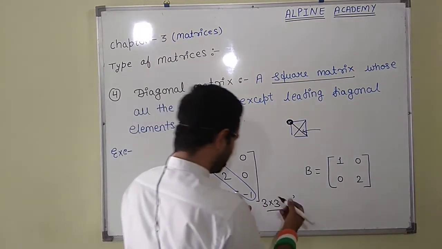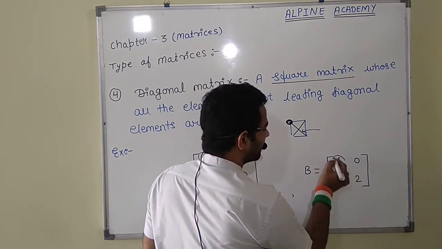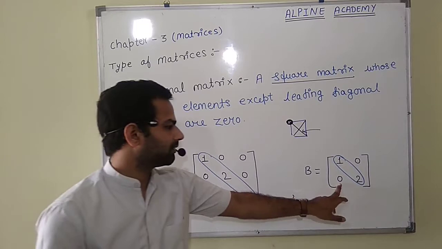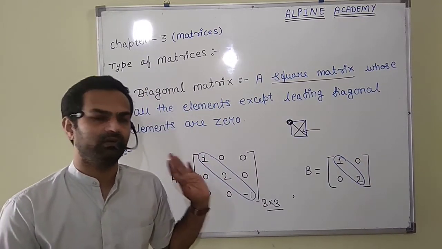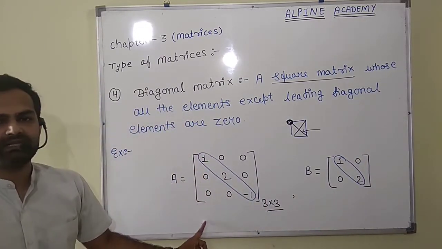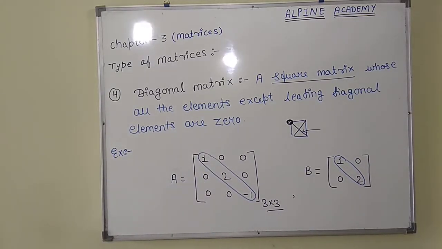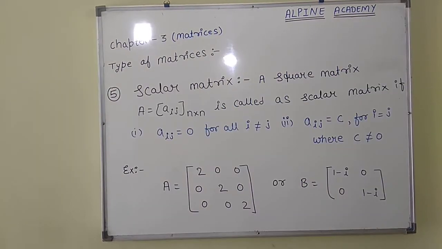In the second example, you can see that these leading diagonal elements are non-zero and all the remaining elements are zero. So both these examples are of the diagonal matrix. Now the fifth type is the scalar matrix. It is a square matrix. A is equal to Aij n cross n.